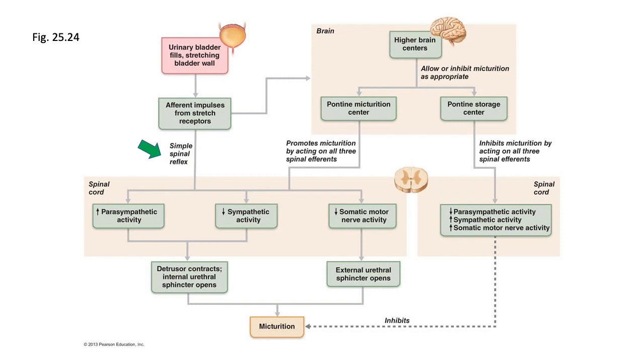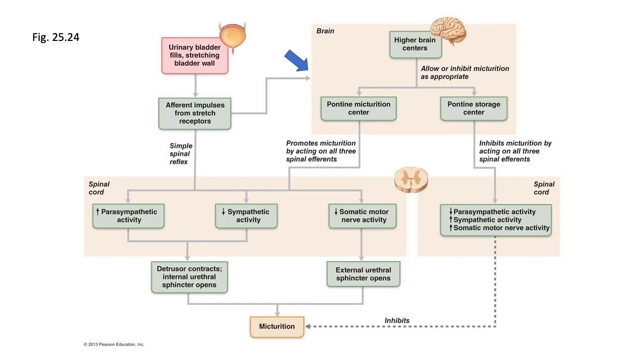Information from the sacral region of the spinal cord by way of a reflex will increase parasympathetic and decrease sympathetic input into the detrusor muscle and the internal urethral sphincter. In response, the detrusor muscle will contract and the internal urethral sphincter will relax. Recall that in order for micturition to occur, the external urethral sphincter must also relax or open up.